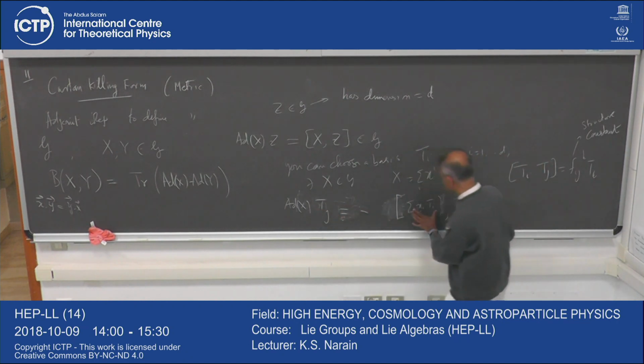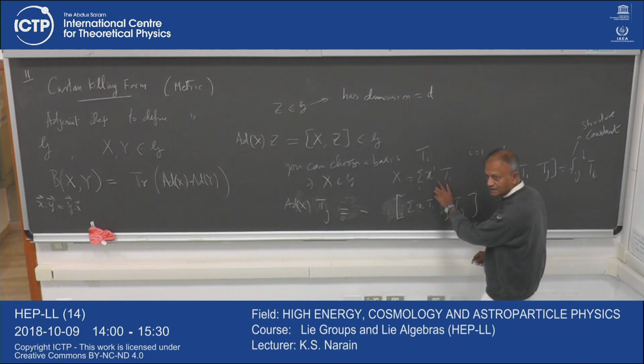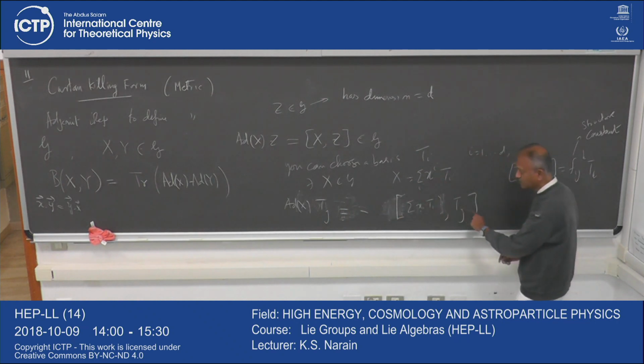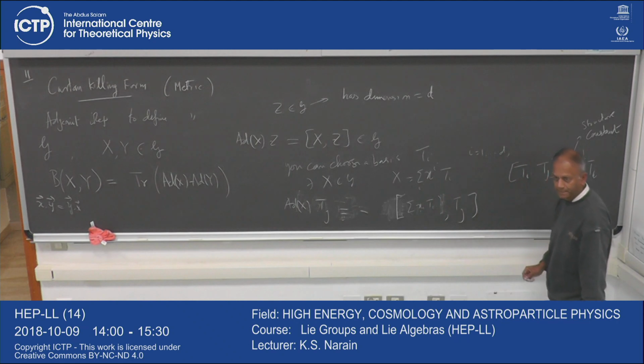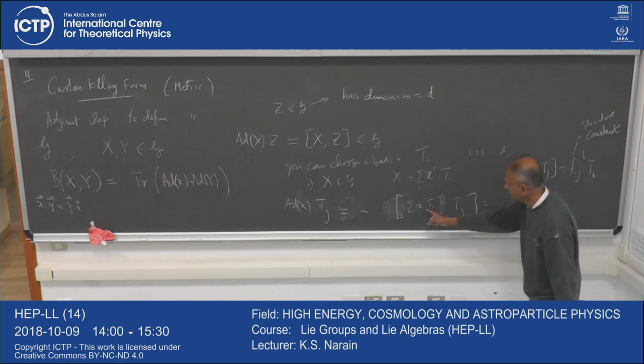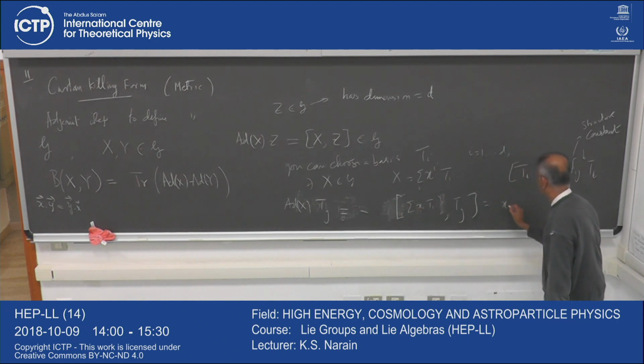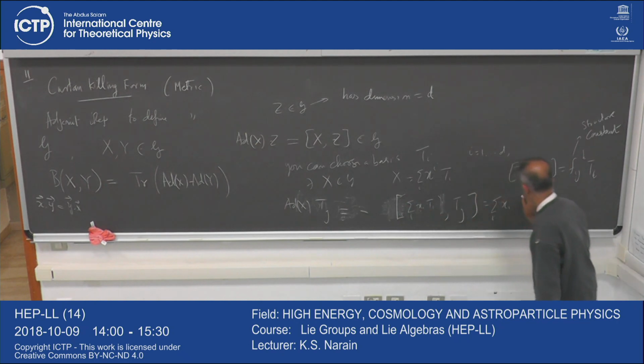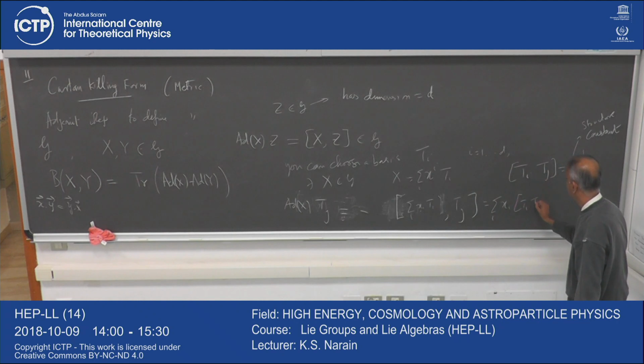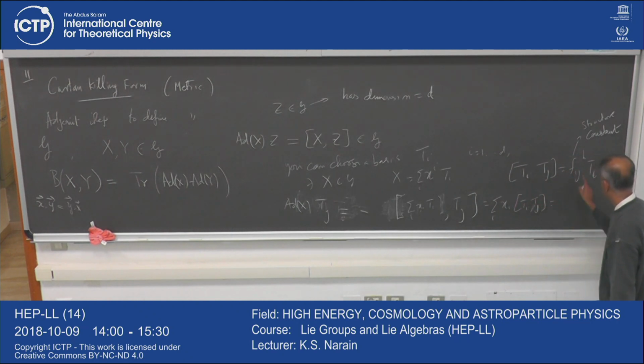Add X. I just use the fact that X is written like this. In general, it will be the commutator of X with Tj. Now use linearity. I can take out Xi, so it's just Xi summed over i, the commutator of Ti, Tj, which is the same as, using this, just Xi, f, i, j, k, Tk.